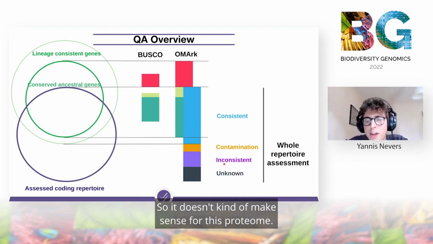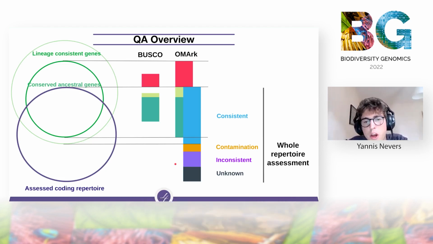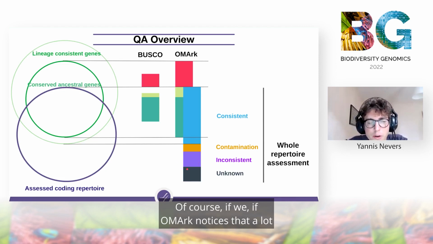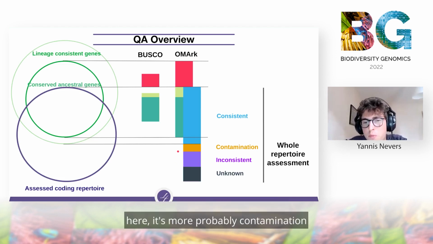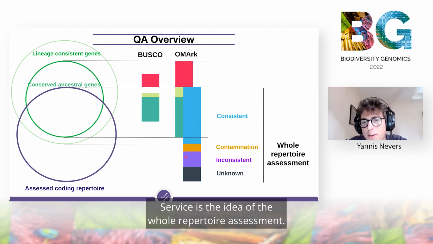So it doesn't make sense for this proteome. Of course, if OMArk notices that a lot of these inconsistencies always go to the same lineage, it's more probably contamination and it will be reported as such. So this is the idea of the whole repertoire assessment.